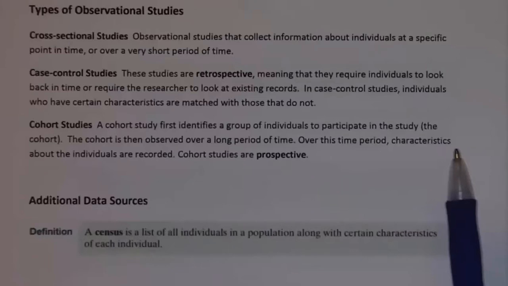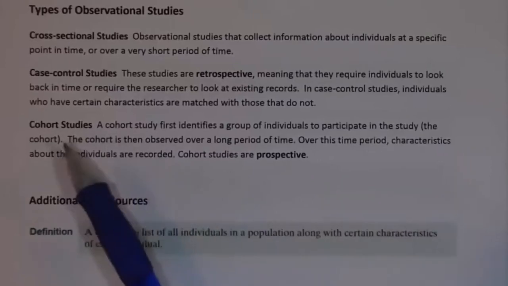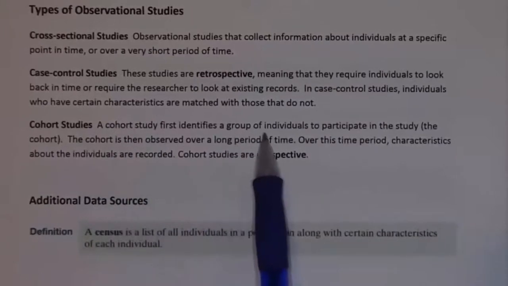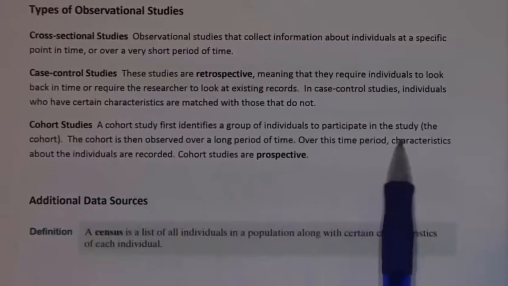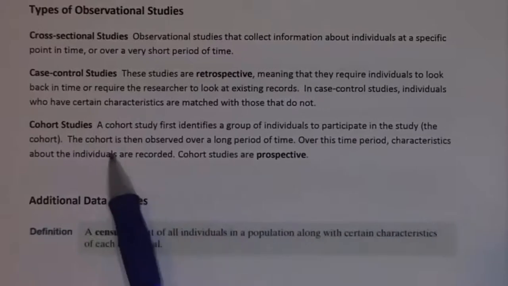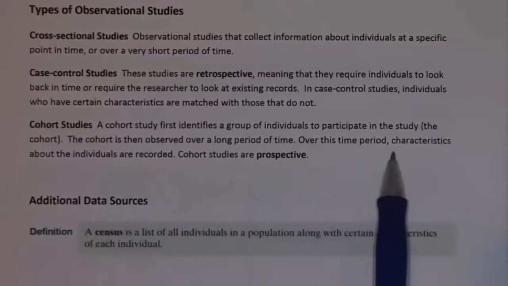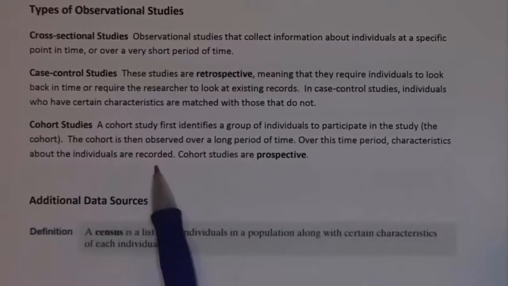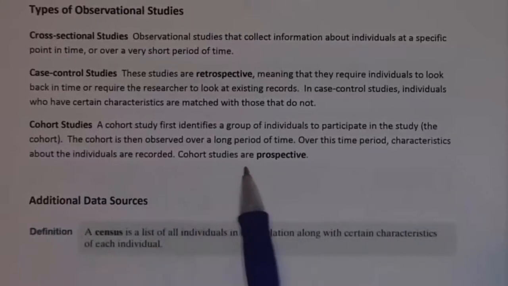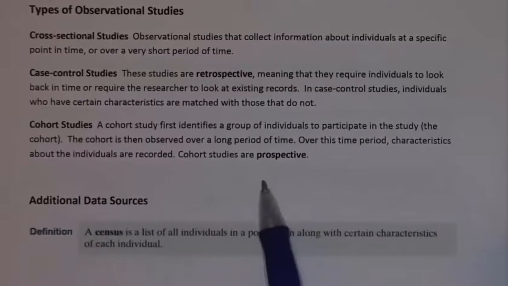A cohort study, on the other hand, first identifies a group of individuals to participate in the study, the cohort. The cohort is then observed over a long period of time. Over this time period, characteristics about the individuals are recorded. Cohort studies are prospective as opposed to retrospective. Now, what does that mean?